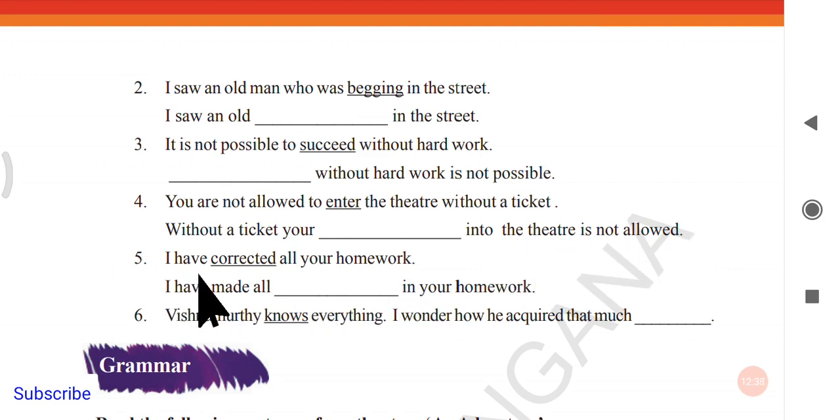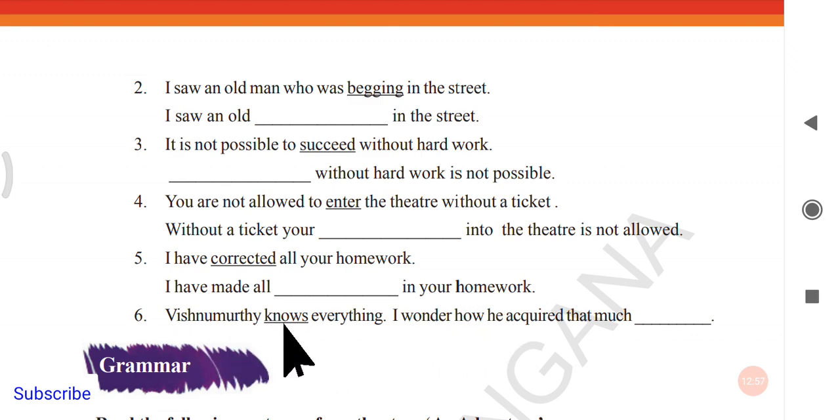Next, fifth one: I have corrected all your homework. Corrected is underlined as the verb. So what would be the noun form here? I have made all corrections in your homework.